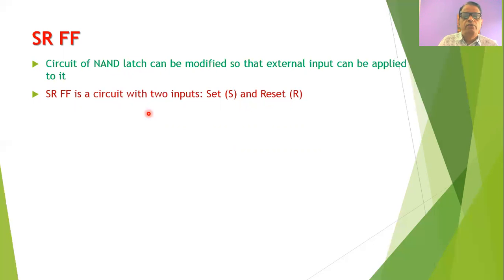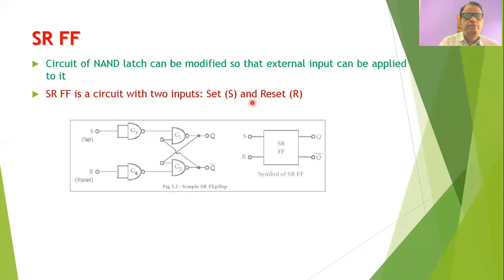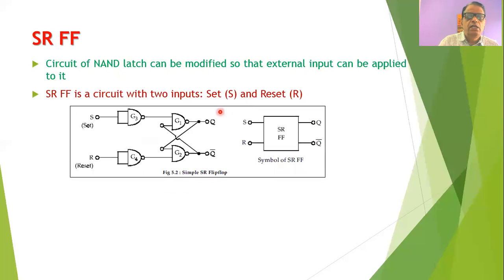So the SR flip-flop is a circuit which will have two inputs. The first input is called the set input S, and the other input is called the reset input R. One can easily modify the circuit of the NAND latch in order to construct the SR flip-flop. Now instead of using only 2 gates, here we will make use of 4 gates. And one can easily observe the change in the connections.